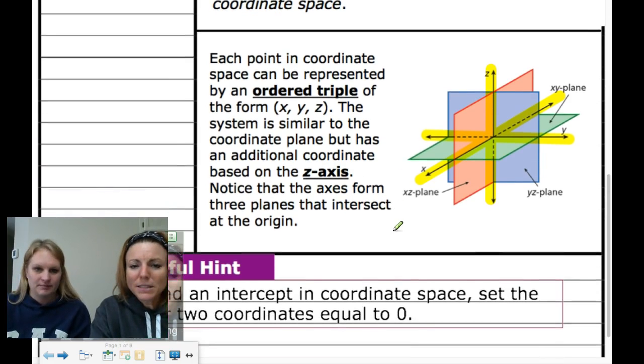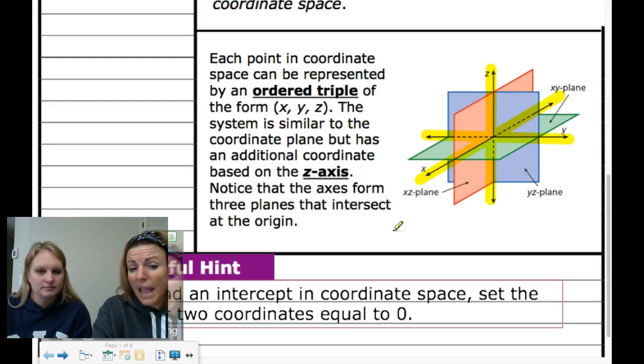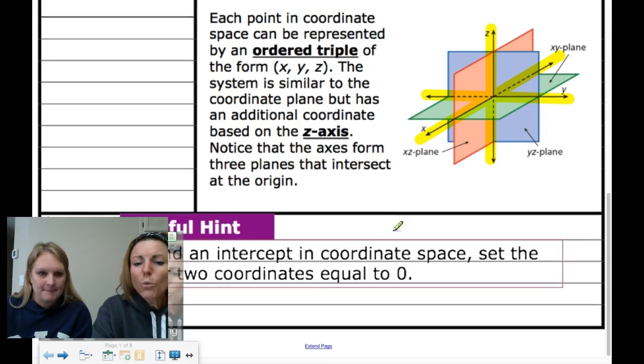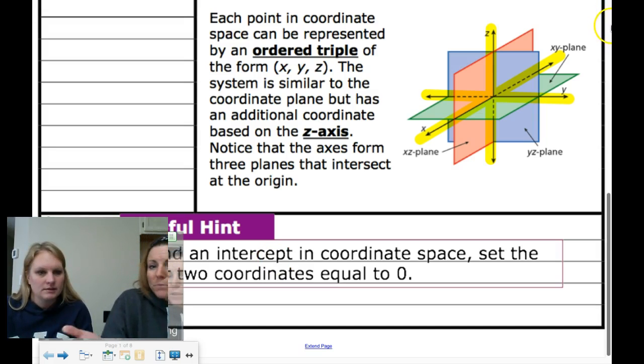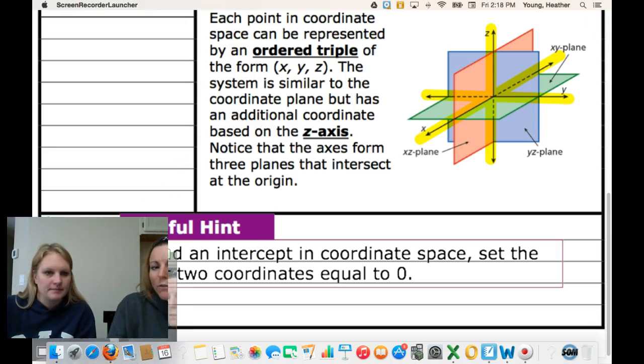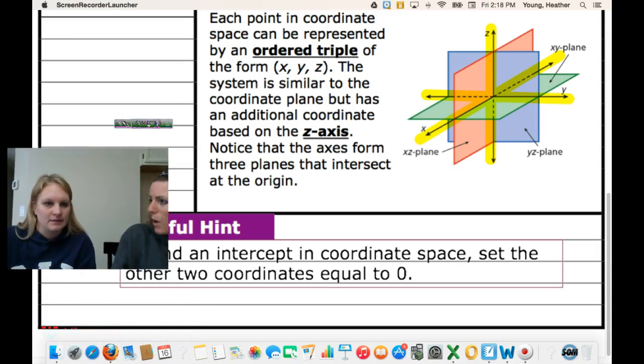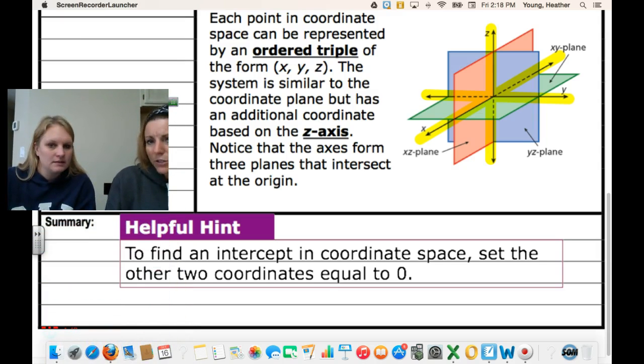There's your 3 axes. Notice that the axes form 3 planes that intersect at the origin. One thing you're going to find out later is we're going to ask you to find intercepts. That's what this helpful hint is. How did we find an intercept before when we had just X and Y? If we wanted to find the X-intercept, what did we do with Y? Plugged in 0. So if we have an X, Y, and a Z, and we want to find the X-intercept, we set Y and Z to 0. That's all this helpful hint is saying.